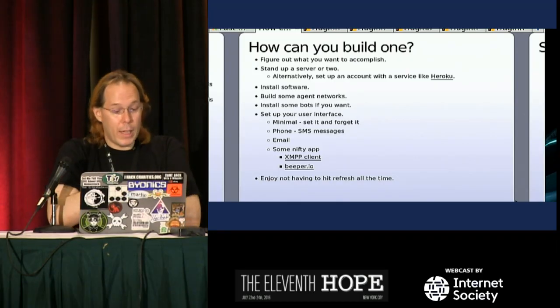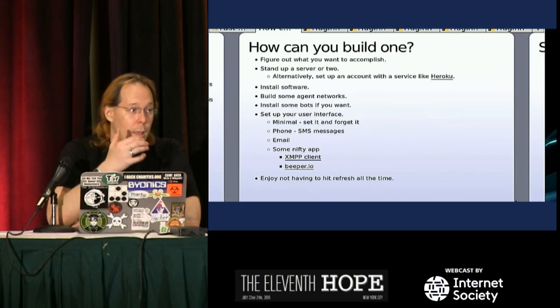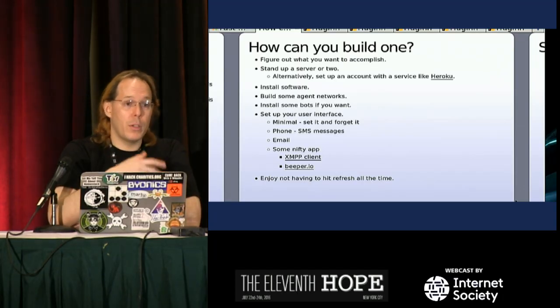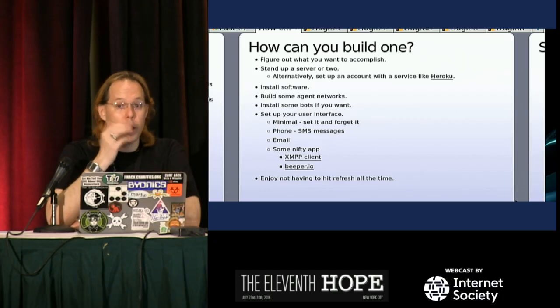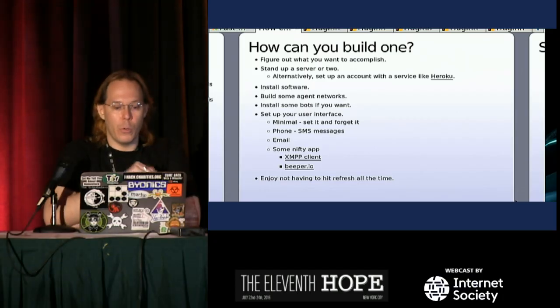Okay. Now, how can you build an exocortex if you have a need to build one? Well, first you have to figure out what you want to accomplish. Do you want to just experiment with it? Do you want to build an archive? Do you want to experiment with machine learning? Do you want to build an automation system that plugs into different APIs? You want to have some idea of what you want to accomplish.